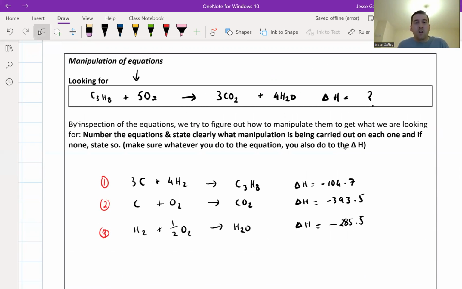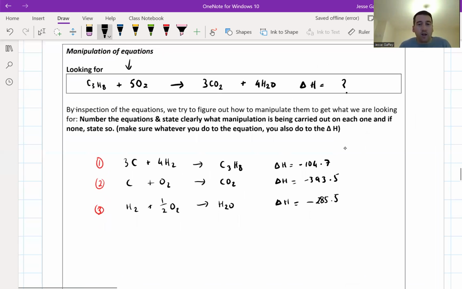Okay, so what we are looking to do is compare the equations here with the equation up here. We're trying to compare these 3 equations and manipulate them in some way to make this equation. Now, what can we do here? We can reverse the equation, or we can multiply the whole equation by a number. That's basically what we're going to be doing.